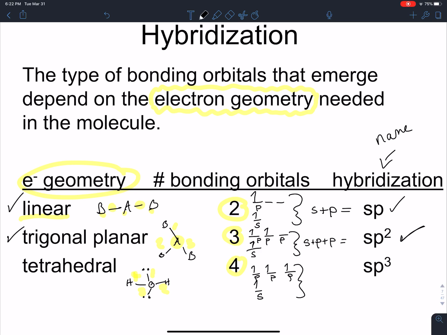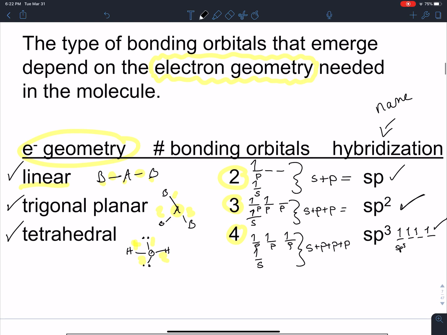How did they come together to form new orbitals? One came from an s, another came from a p, and a p. So what we have now is 1, 2, 3, 4 orbitals. Each one of them is known as an sp3. So sp3 is the answer. Anything with a tetrahedral electron geometry will form sp3 orbitals.